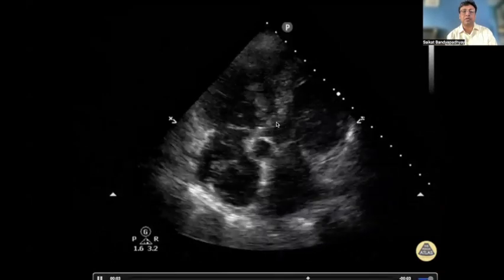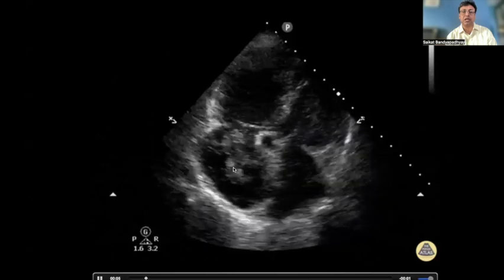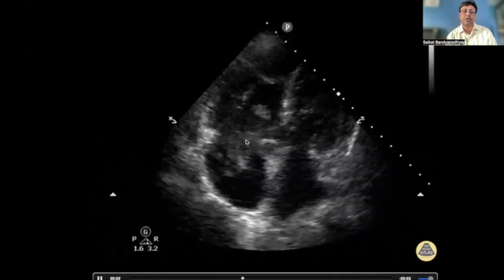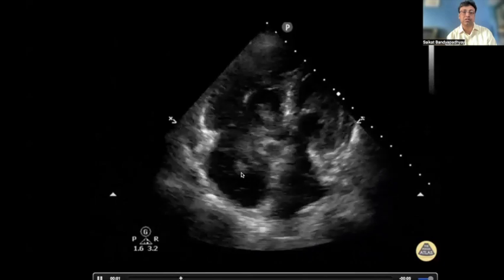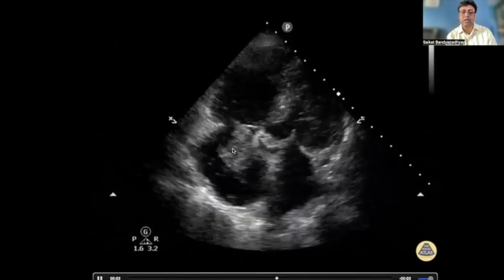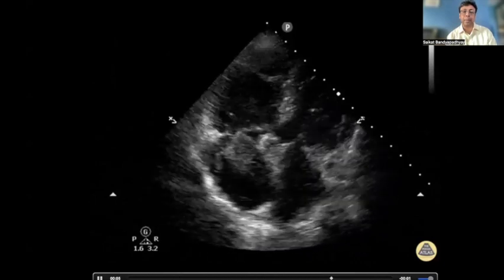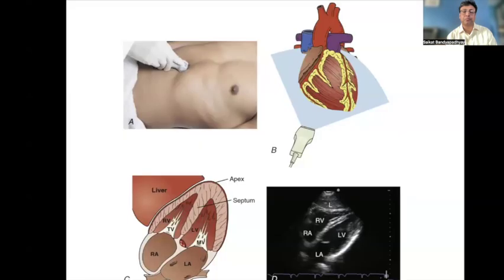This particular image, again, the RV is enlarged. You can see a lot of echogenic mass over here. It could be a vegetation, could be a thrombus. We are not very sure, but they're definitely pathological. So RA is full of these clots or vegetations. Now coming to the subcostal view.